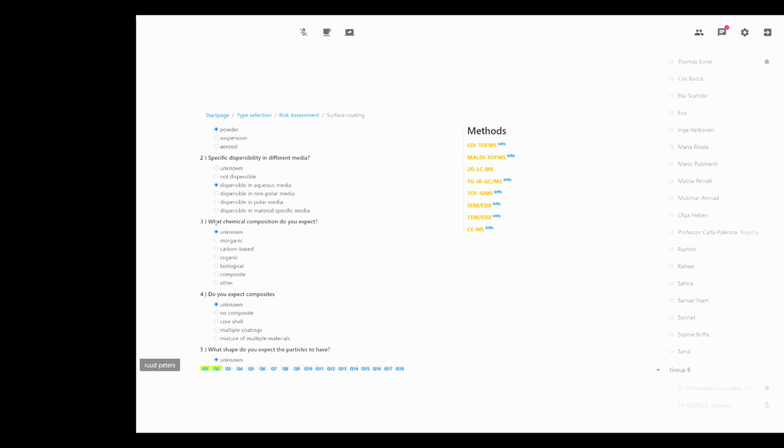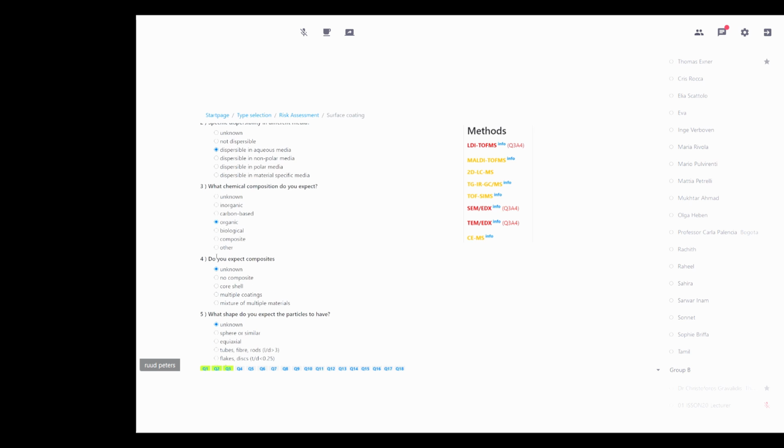What chemical composition do I expect? Well, I expect it to be organic, and now already you can see that a number of them turn red because they are not suitable for these organic materials, which is LDI, TOF-MS, but also the SEM EDX and TEM EDX turn red because EDX will not give us much more information than only that it is carbon, and we know that already since we know it's an organic material. Do we expect composites? No, we don't.